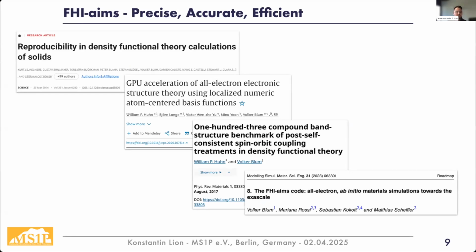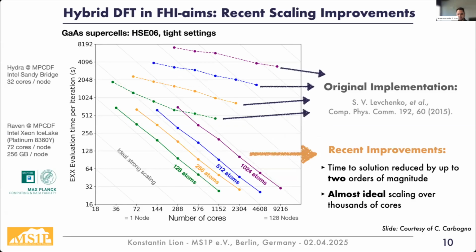So then I wanted to point out one specific, more or less recent advancement in our eyes, which is hybrid density functional theory. For a while, FHI-aims has been able to do GGA, LDA-based simulations for several thousands of atoms with more or less optimal scaling. But the same for hybrid DFT required a lot of work.